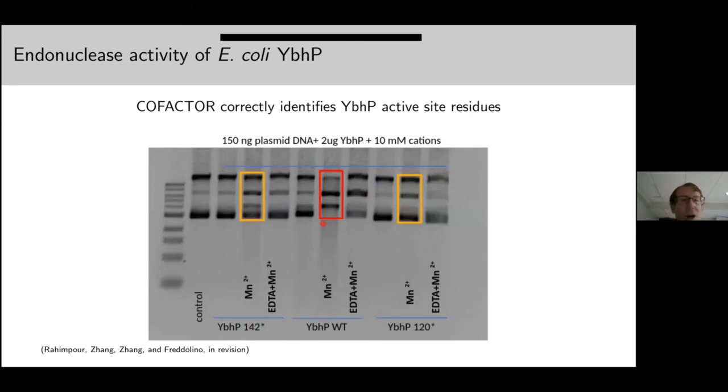We are also able to abolish this activity with 2 point mutants. The orange boxes here are the same digestion experiment, but where we've mutated one of 2 key residues that we identified based on that predicted YBHP structure, and you can see a loss of activity. So we're able to go from we have no clue what this protein does to we think it is an endonuclease acting on double-stranded DNA, and here is the active site. And this is the kind of information we can get from these predictions.